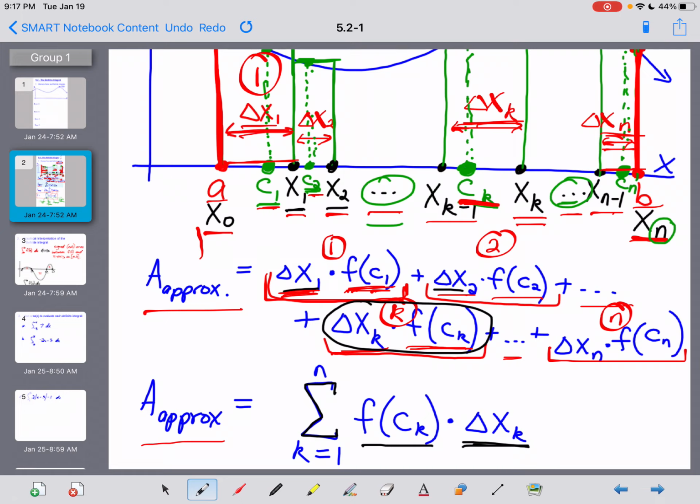You'll notice, everybody, that is exactly the notation that we used right here for the kth rectangle. Because what is important, everybody, about the kth rectangle here? Well, the first rectangle is the first one. The nth rectangle is the last one. But the kth rectangle can represent any number here that we want.